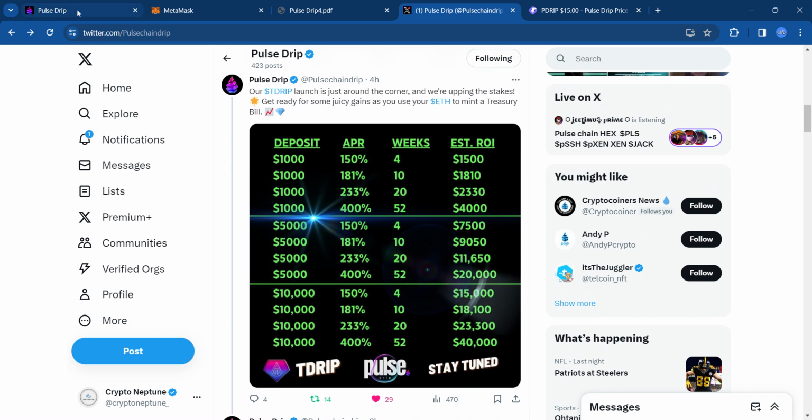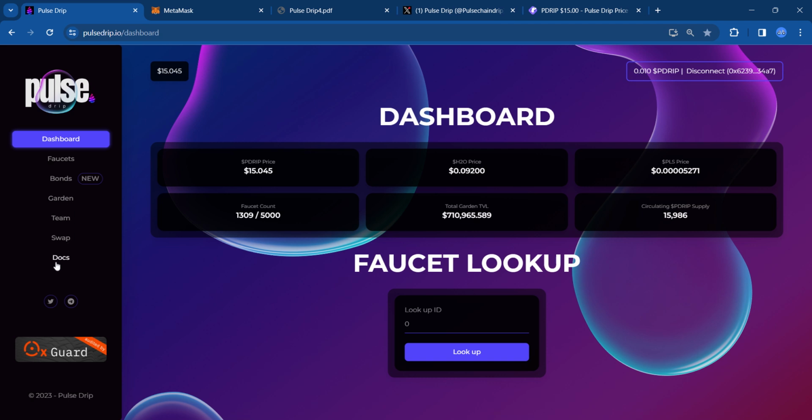If you want to learn a little bit more about TDrip, make sure you go over to the documentation and read what's going on.